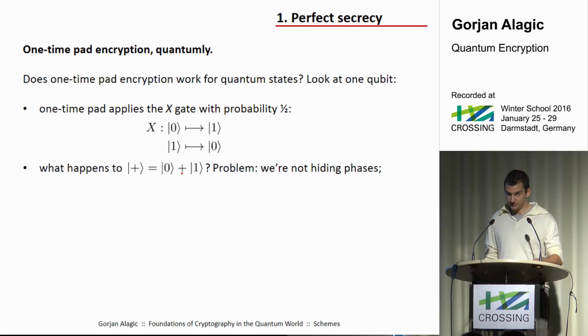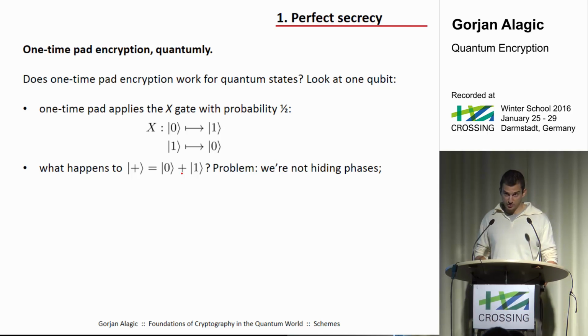Anne mentioned this briefly in her talk. But let's first see what happens if you just try to apply the classical one-time pad to a qubit, to a general state of a qubit. One-time pad is just like applying the X gate, right? The X gate is just the not, it swaps 0 to 1. But there's a problem, because this plus state that we saw before, the 0 plus 1 state, is invariant under this operation, so it's not encrypted at all. The adversary can just plainly see that.